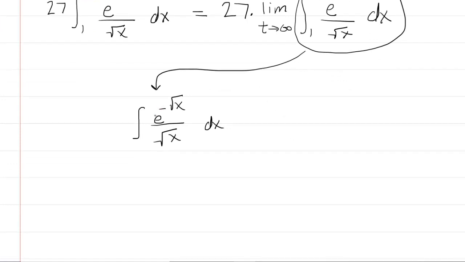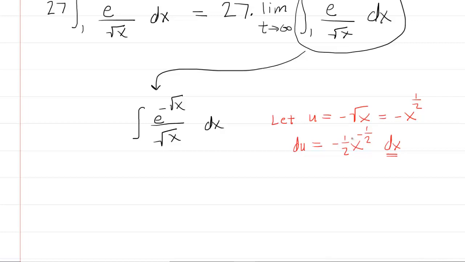And typically, when you have an exponential function, it is advantageous to let u equal the exponent of that exponential function. So we're going to let u equal negative radical x, which of course is the same thing as negative x raised to the power of 1/2. We will then differentiate with respect to x, so we'll have du is equal to negative 1/2 x raised to the negative 1/2 dx. And then what I like to do in my U-substitutions is solve for dx.